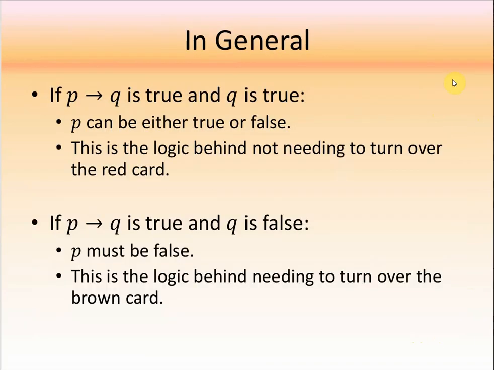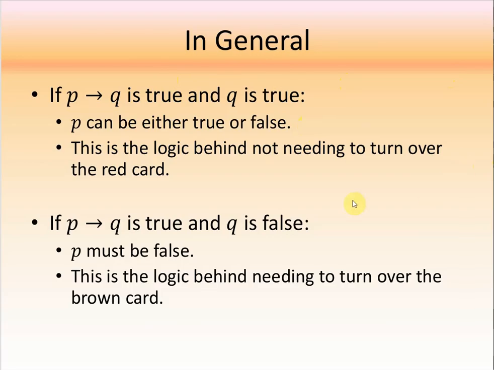This slide is kind of a summary of why you have to turn over which cards, especially for the ones that have the colors facing up. If the implication is true and Q is true, meaning the cards that have the red color side, then P can be either true or false. It's okay if you have an even number, it's okay if you have an odd number. So we don't have to turn the red card over because we're safe with that one no matter what.